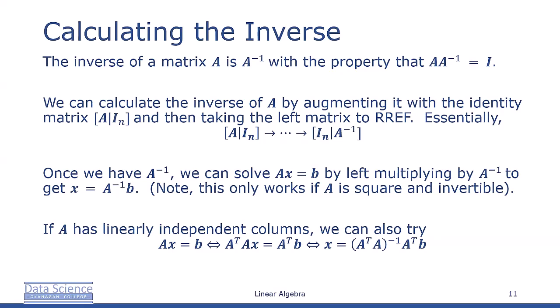If A is not square and invertible, we can make some mild assumptions, such as A needs to have linearly independent columns, and we can use the Moore-Penrose pseudo-inverse. Here we take our system of equations AX equals B, multiply both sides on the left by A transpose, and then take the inverse of A transpose A and left multiply again. And so X equals (A transpose A) inverse times A transpose times B.